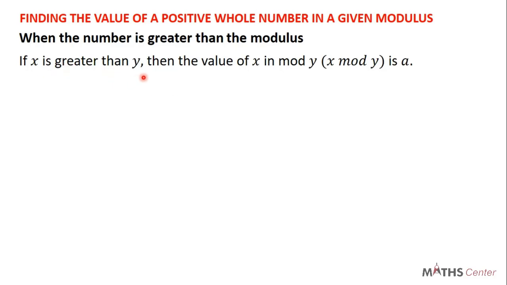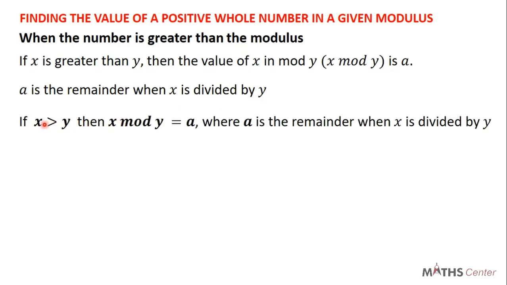If x is greater than y, then the value of x in mod y, which is written as x mod y, is a. And a is the remainder when x is divided by y. This means that if x is greater than y, then x mod y is equal to a, where a is the remainder when x is divided by y. So for example, 5 mod 2 is equal to 1.